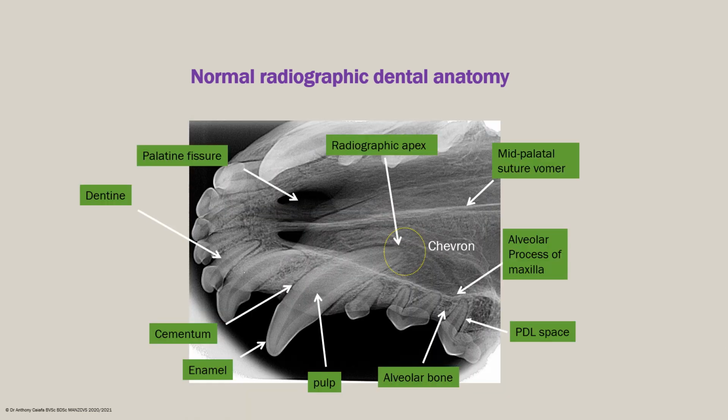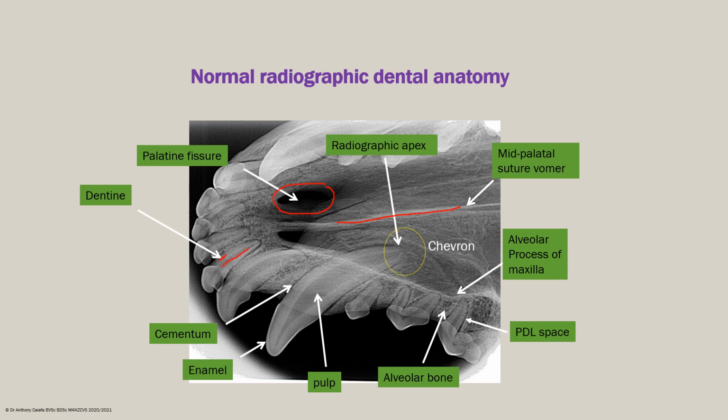So here's a lateral view, a radiographic image of the rostral maxilla. Here we have the palatine fissures, as we mentioned before. There's two of them. We have the vomer here, the mid-palatal suture. We have dentine, which is this structure here, which is lateral to the pulp canal. This is the pulp canal here.